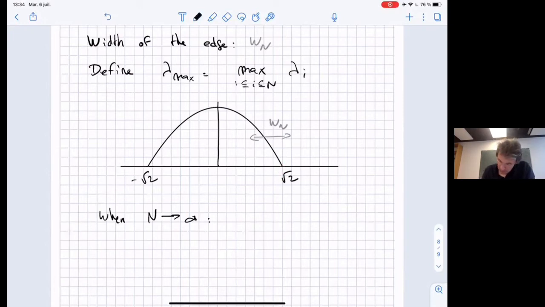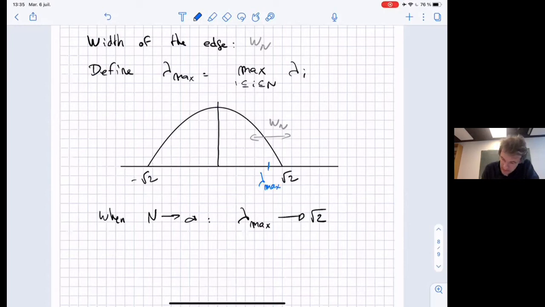Okay, so lambda max goes to square root of 2 with probability 1. So that means that if you really look at the distribution of lambda max from very far, it will be a delta function at square root of 2. Now, of course, for finite but large n, lambda max might be slightly on the right or on the left of square root of 2. So typically, it may happen that for finite n, lambda max will be there.